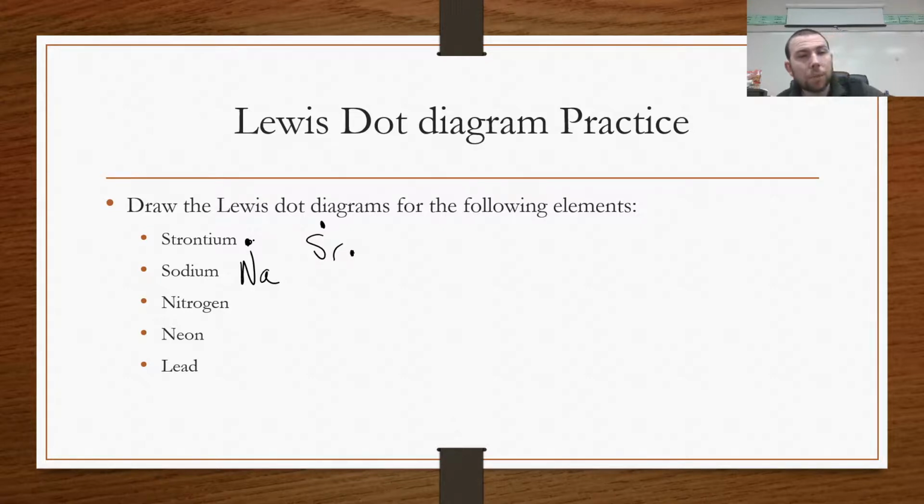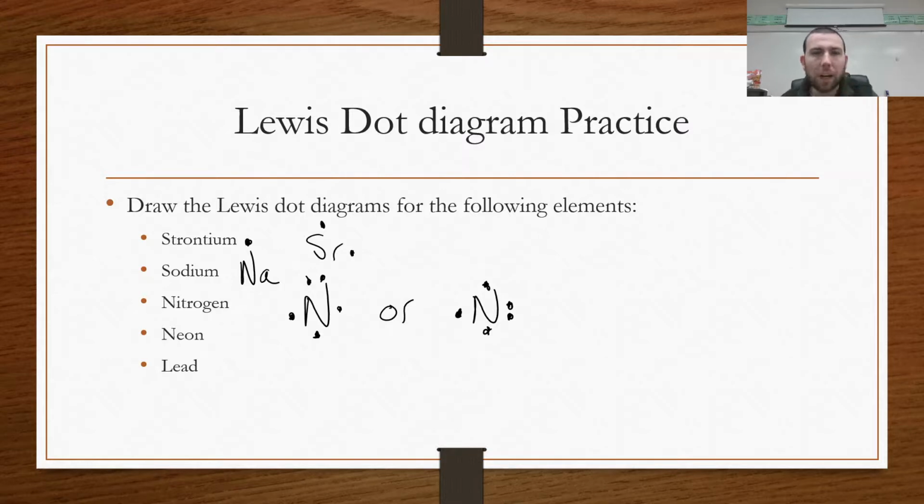Nitrogen is element number 7. It's got an element symbol of N, and it's in column 15, which means it has 5 valence electrons. So we would go 1, 2, 3, 4, 5. So you've got 5 valence electrons around your nitrogen. Now, for nitrogen, you could have had something like this as well. You could have had N, 1, 2, 3, 4, or you could have had the pair on the right. So there are multiple different ways that you could have done nitrogen. I'm just giving you 2 possibilities.